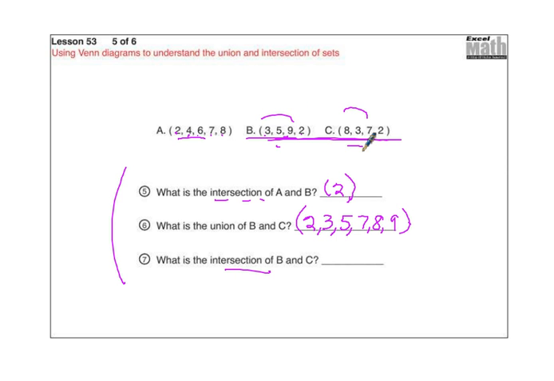Intersection of B and C. What numbers are in both sets? Well, I see a 2 in both sets. I see a 3 in both sets. Is there an 8? No. Or a 7? No. So 2 and 3 are the intersections.